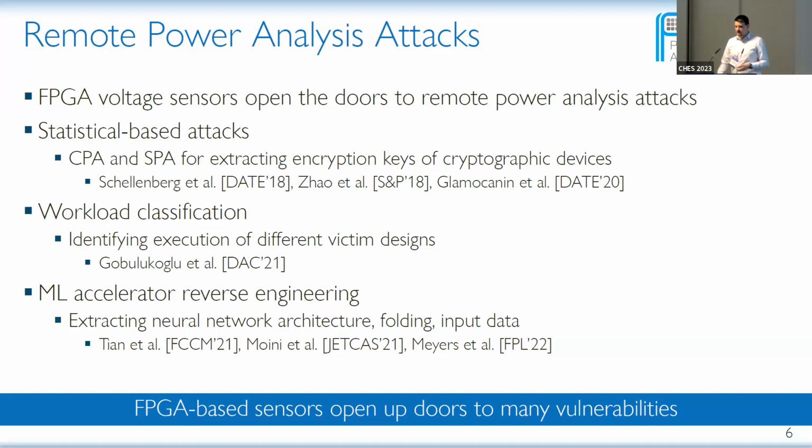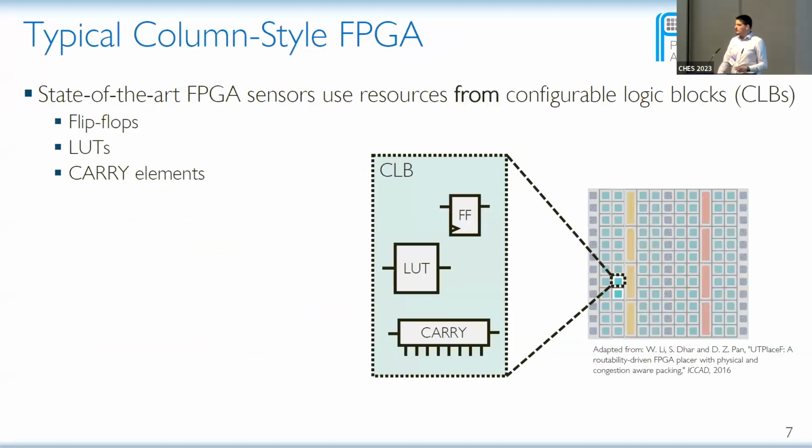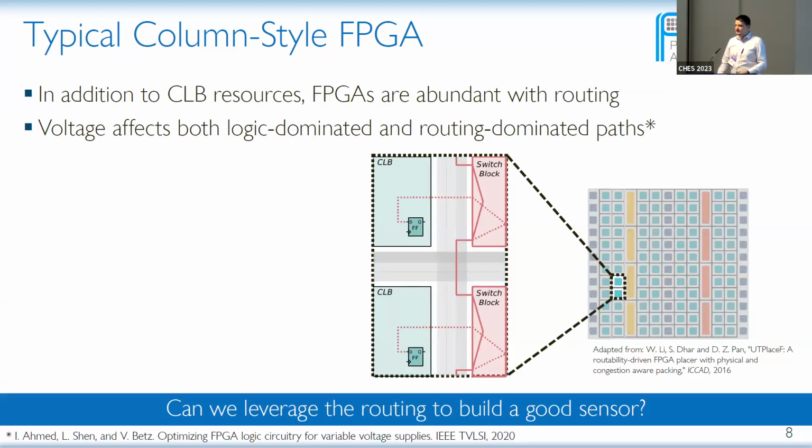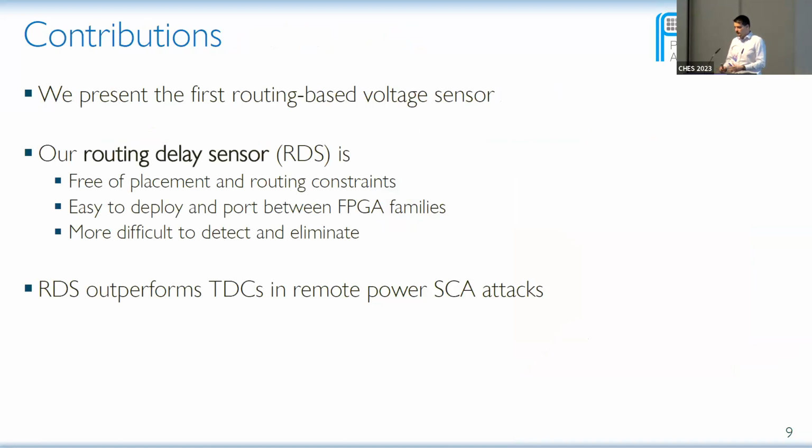We try to see if we can make better sensors to sense voltage. So the typical sensors that are state-of-the-art right now use FPGA logic, hardware from these configurable logic blocks or CLBs in the FPGA. So it's either flip-flops, lookup tables, or carry elements. But FPGAs are also abundant in routing, and just as the logic is influenced by voltage, the routing is also influenced by this voltage. So we ask ourselves the question: can we leverage routing to build a good voltage sensor? And this is our main contribution.